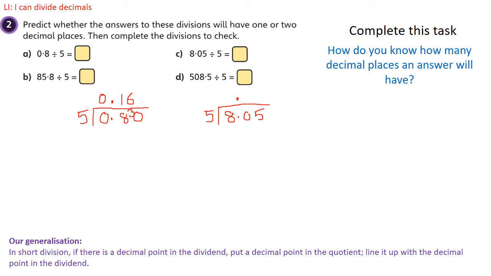So how many groups of 5 can we get from 8? We can get one group of 5 and we've got a remainder of 3. So we're going to carry our remainder over. And now we can say, how many groups of 5 can we get from 30? So we can get 6 groups, and that doesn't have any remainder because 6 times 5 equals 30.